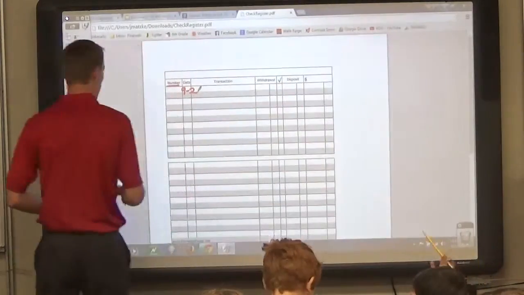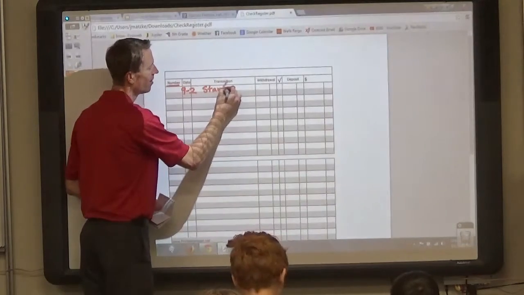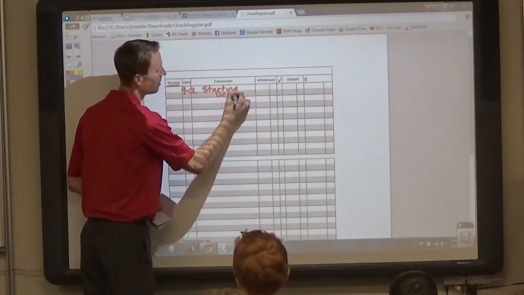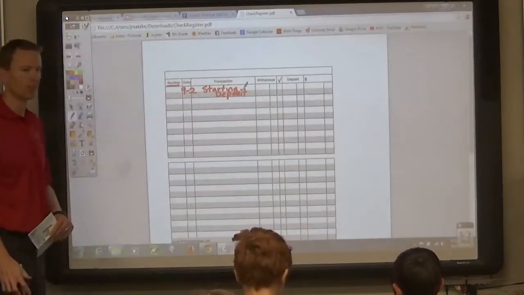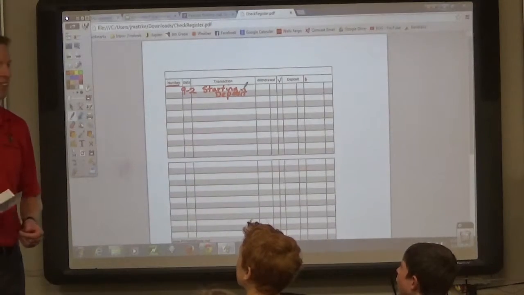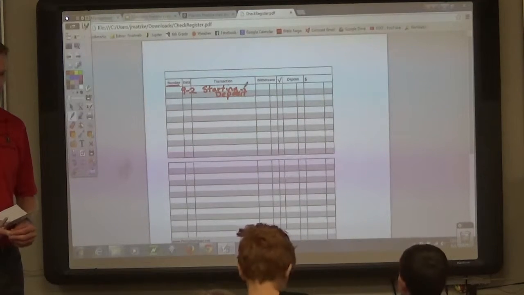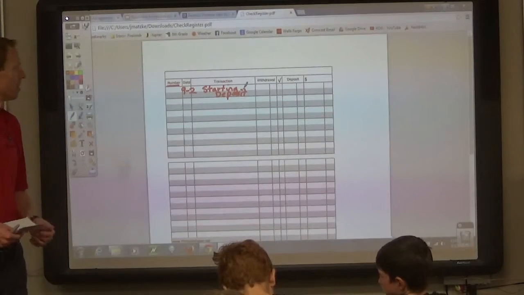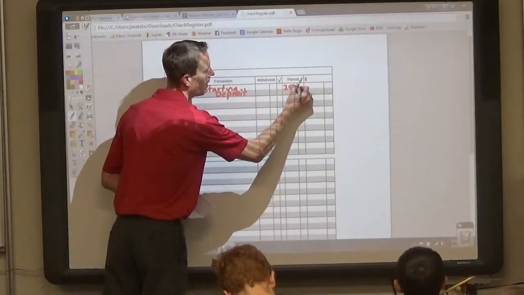Then, transaction. We're going to start with a starting deposit. This is going to be the starting deposit. In other words, I'm going to be giving you some money today to spend. Yep, starting deposit. And the starting deposit is $25.